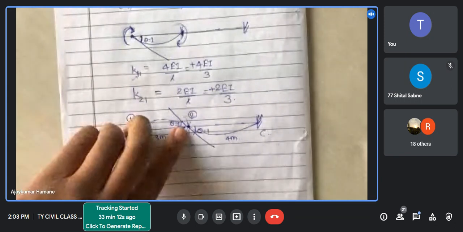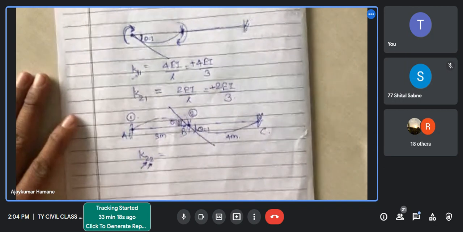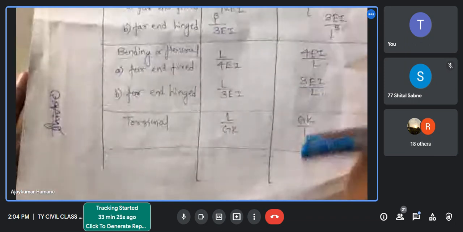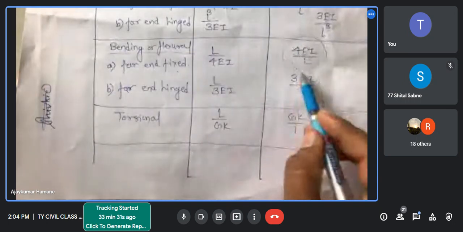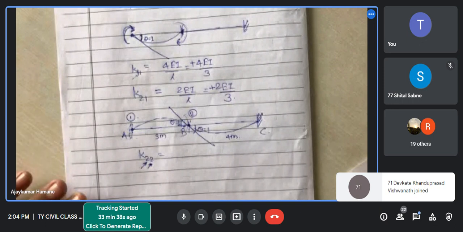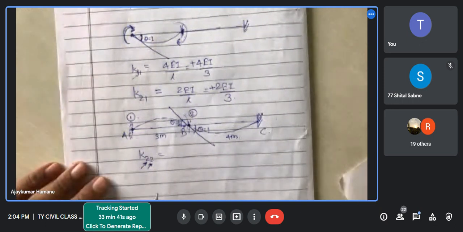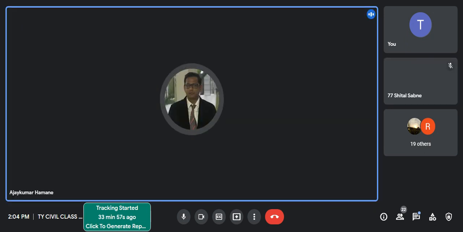Yes, simple. The other end is fixed. What is the moment for a rotation at one end? See, simple. You open this chart. For the far end fixed, what is the stiffness? Now you tell me. What is K22? What is the moment at coordinate 2 due to unit rotation at coordinate 2? 4 EI by L.